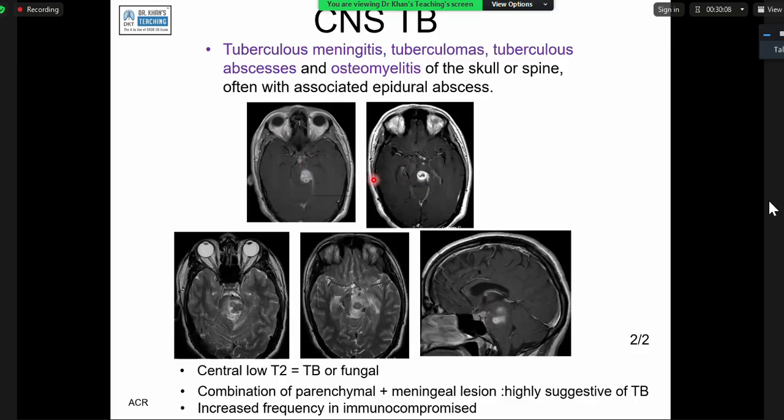One of the key things is that on a T2 weighted sequence, at times tuberculomas are low signal, and similarly fungal nodules, not tuberculomas, can also be low signal on T2. Here you can see that the subarachnoid space is enhancing. I'll come back to this finding.